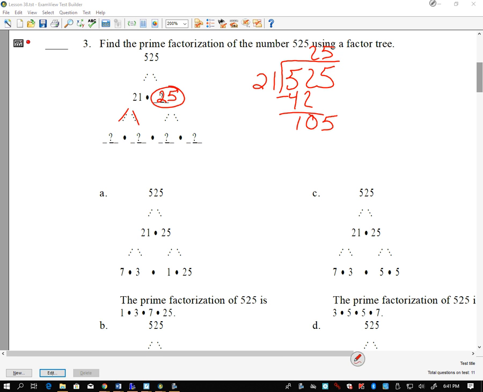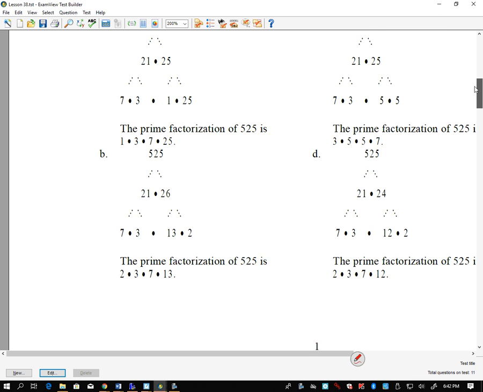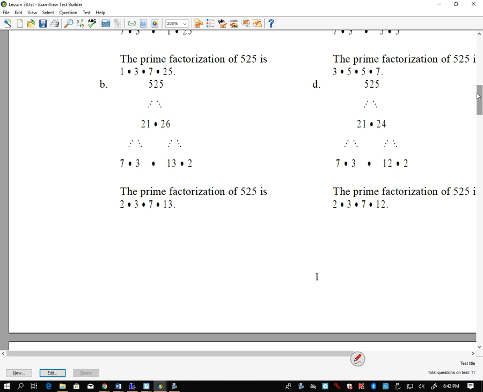All right, what can we break 21 down to? Well, probably 3 and 7, and 25 would break down into 5 and 5. So let's see. That's wrong. And let's see. This is right. That'll work. Should get something like that. Let's see if there's any reason why C would not be our answer. Okay, we can tell B is way wrong, D is way wrong, so yeah, C is our answer.